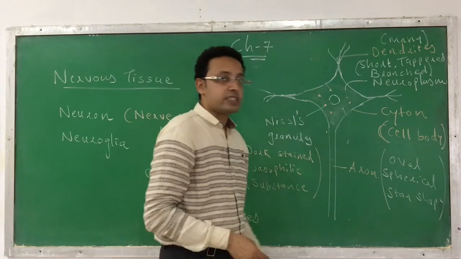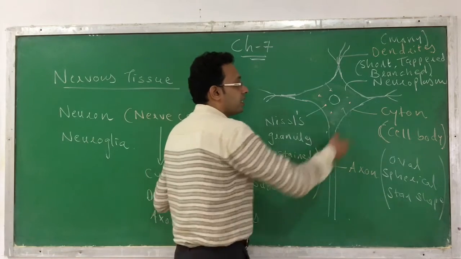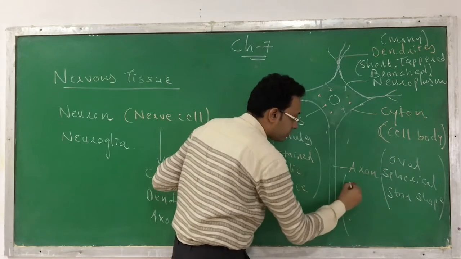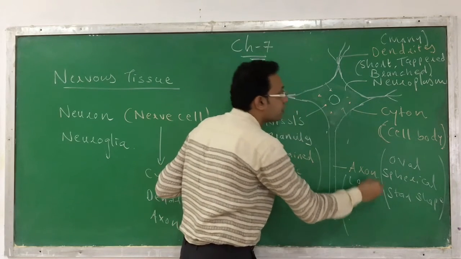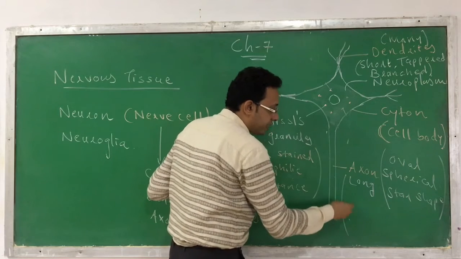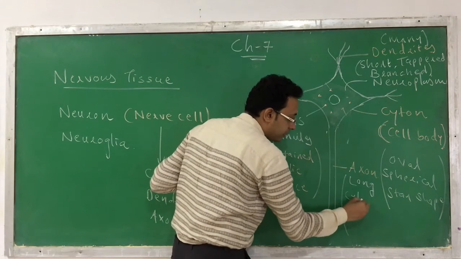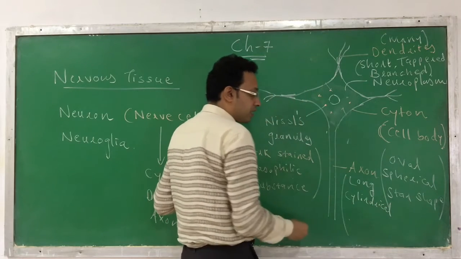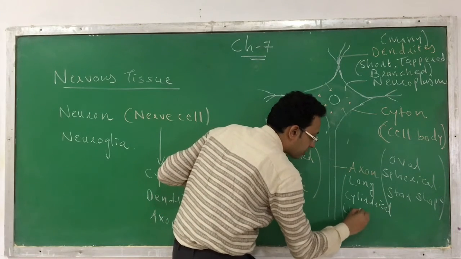Now what are the characteristics of the axon? Dendrites are short, but this axon, you can see, is long. It is cylindrical. It is not tapered, it is cylindrical. It is also not branched, so it is unbranched.